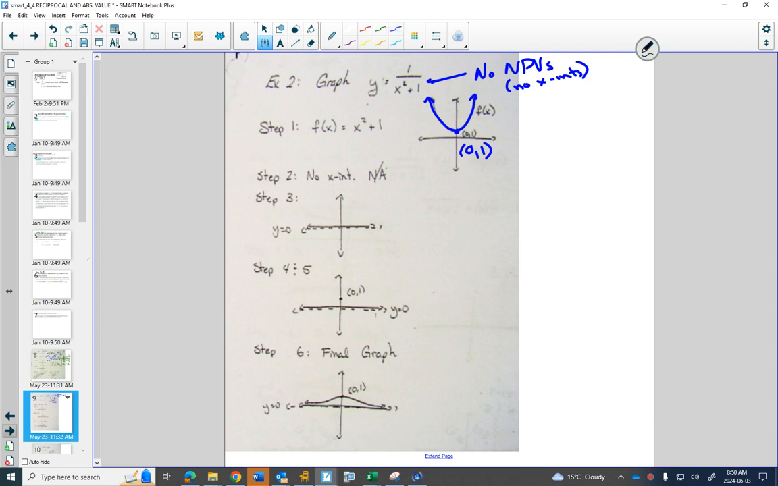So when drawing our reciprocal graph, step 1 was to draw vertical asymptotes, but this one doesn't have any vertical asymptotes. Step 2, look at your graph. Does it go off to infinity? Does it go up forever or down forever? It does. It goes up forever. So we will have a horizontal asymptote at y equals 0.